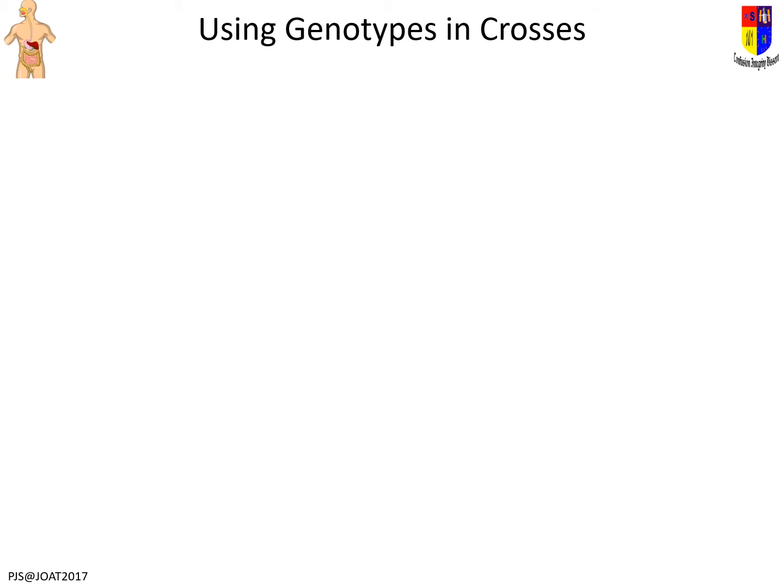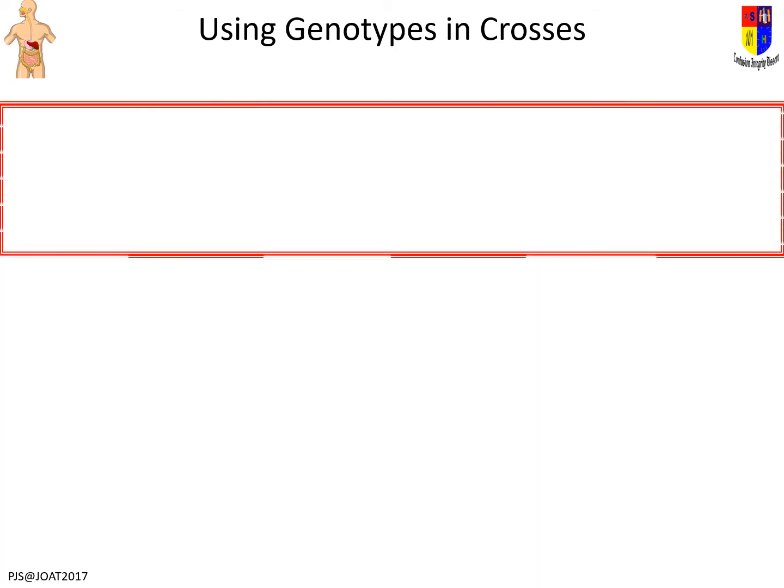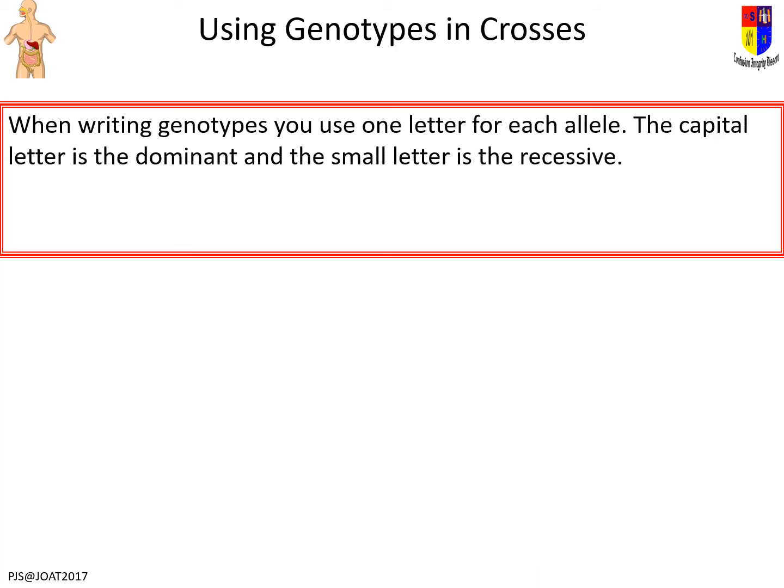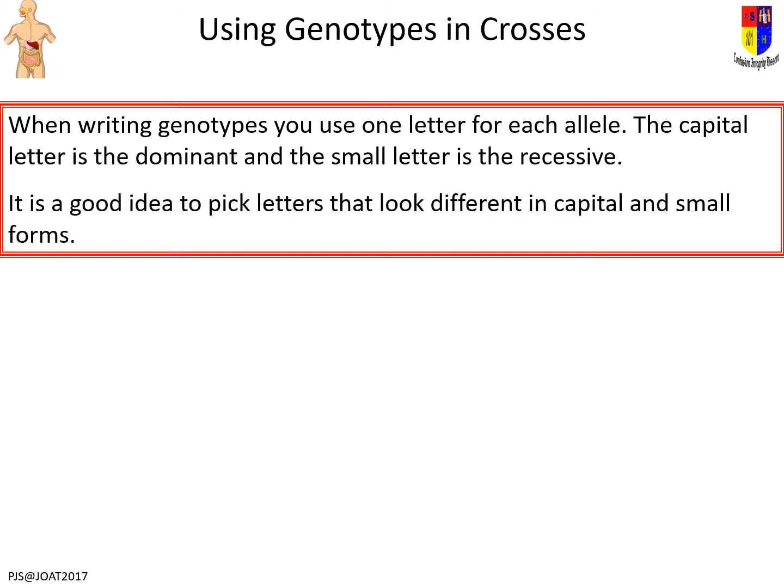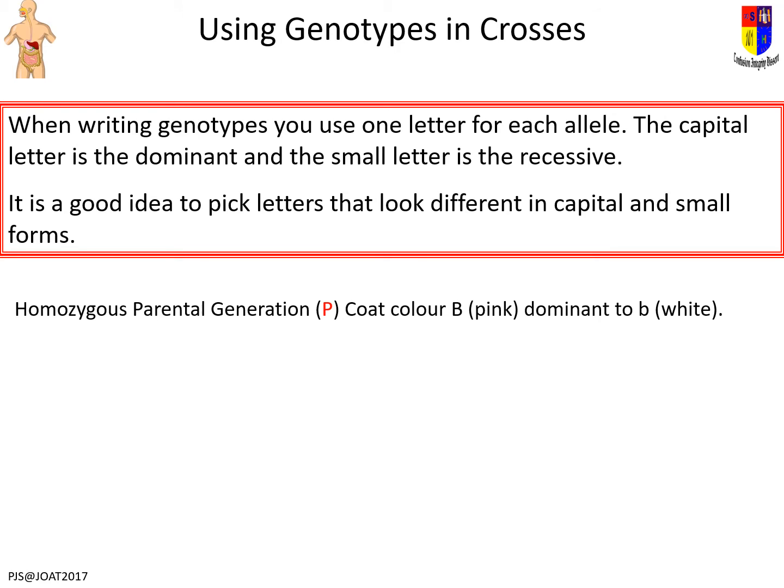Okay, so when we're using genotypes and crosses, I've already said all this in the definitions that you need to know, but just to be absolutely clear, we're going to use a letter for each allele. We're going to use a capital letter for the dominant, small letter for the recessive. We're going to be very careful about which letters we pick so that they look different in their capital and small. We're going to use P for parental generation and the F1, F2 for the first and second filial. Okay, so let's go with this one.